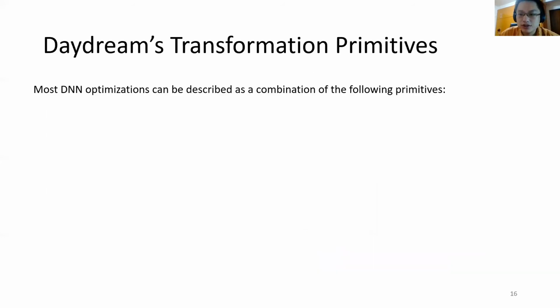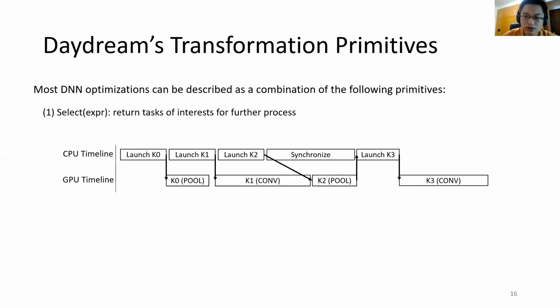To address the challenge of DNN optimization diversity, we propose a set of simple transformation primitives. Based on our previous design, we found that most DNN optimizations can be described as a combination of very simple graph transformation primitives. The first one is the selection primitive. A DNN optimization could affect a lot of nodes in the dependency graph, and the user can use this primitive to get all the nodes of interest for further processing.